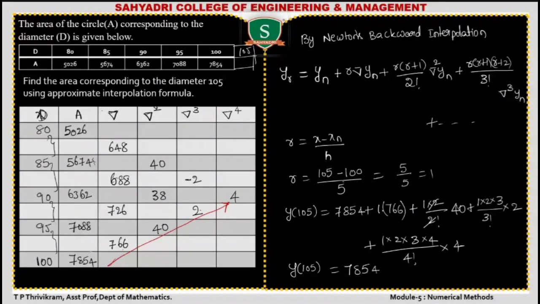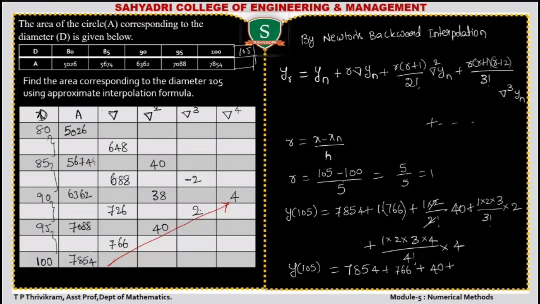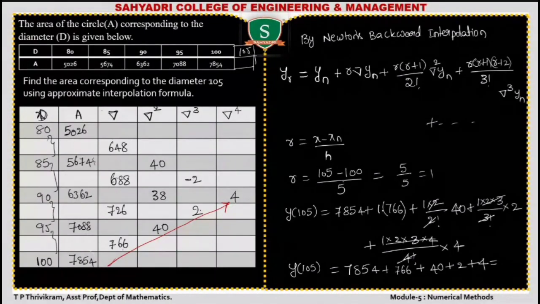So if you want, you can cancel this here. 7854 plus 766 plus 40 plus 3 factorial, 3 into 2. So these get cancelled. 2 plus 4 factorial, 4 into 3 into 2 into 1. So the same value you got, these will get cancelled, 4. So what is the value if we add all these? 8666. We'll get 8666.